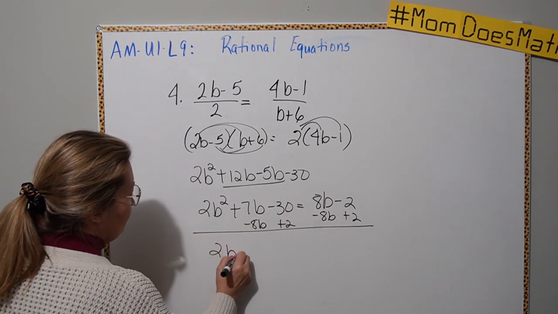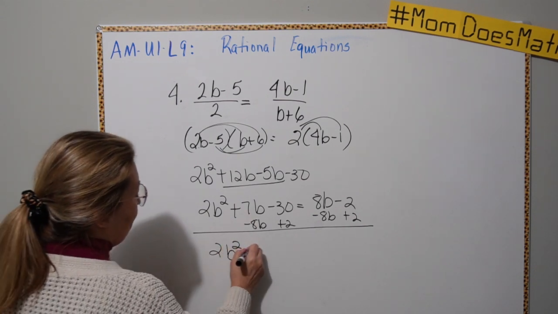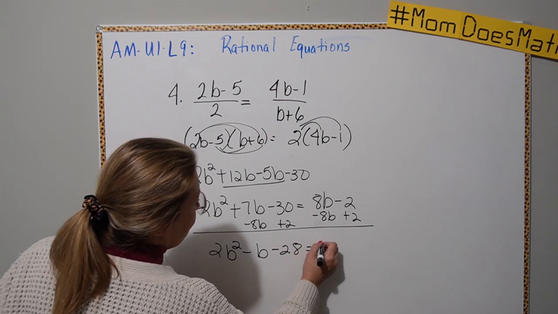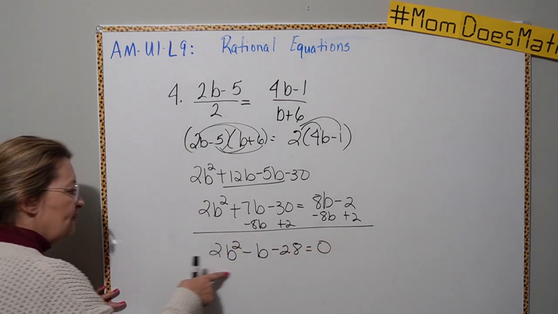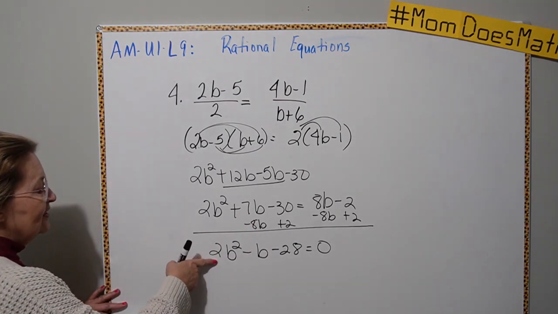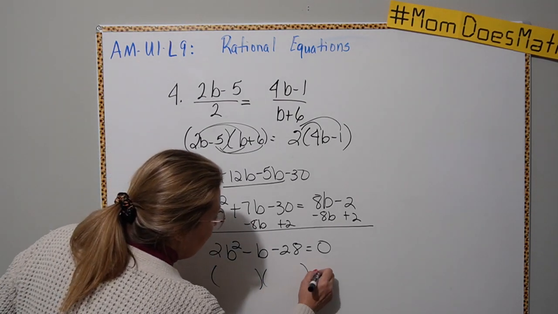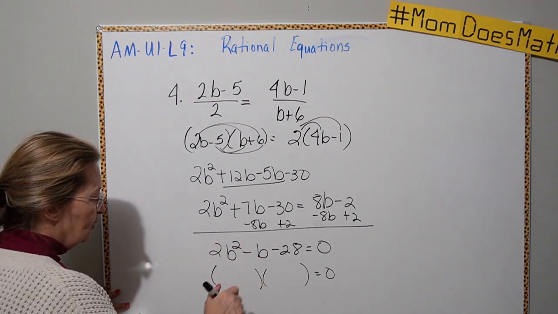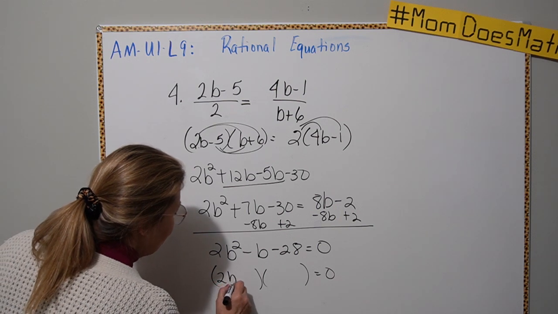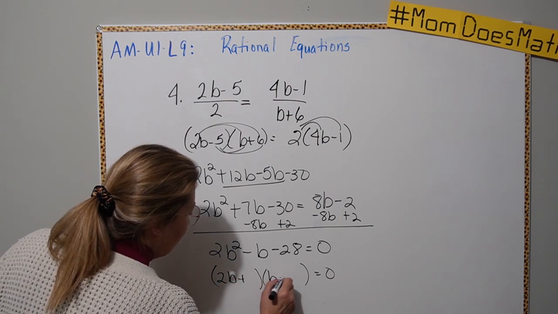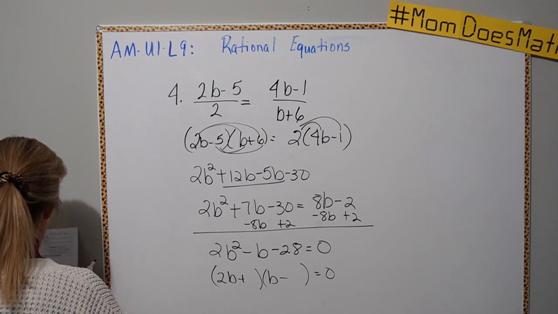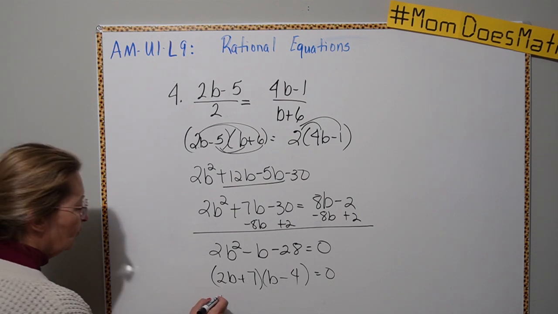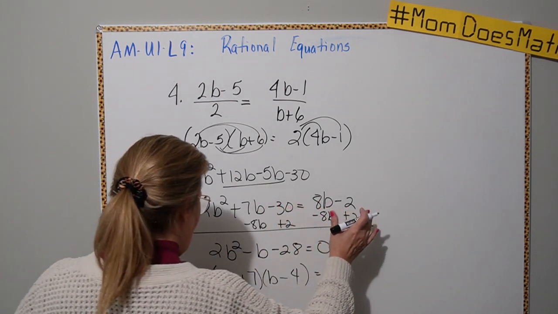So this is going to give me 2b squared minus b minus 28 equals 0. Now, to factor this one is a little bit more difficult because it does have a coefficient. So you would want to pull out that old AC method and find the pair of numbers, go through that whole ordeal. So this will factor into (2b plus or minus)(b plus or minus), and we are going to use 7 and 4. Okay? Now we're ready to set each of these equal to 0 and solve.